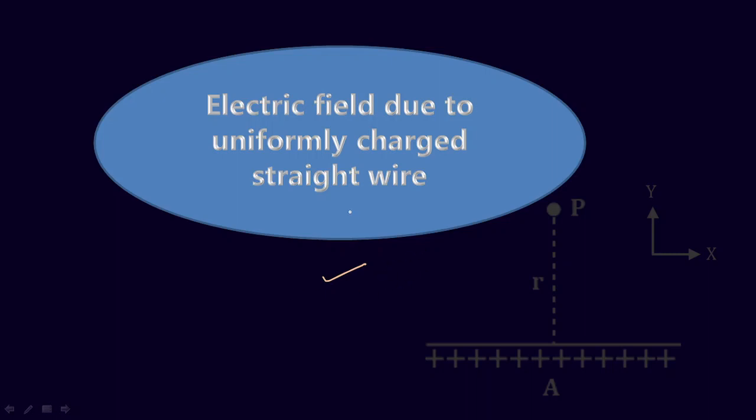Today we are going to discuss the electric field due to a uniformly charged straight wire. If a wire, like a rod or any straight wire, has charge distributed uniformly throughout its length, and we want to find the electric field at a point which is at a distance r from the wire, and this distance is perpendicular, of course, to the wire.